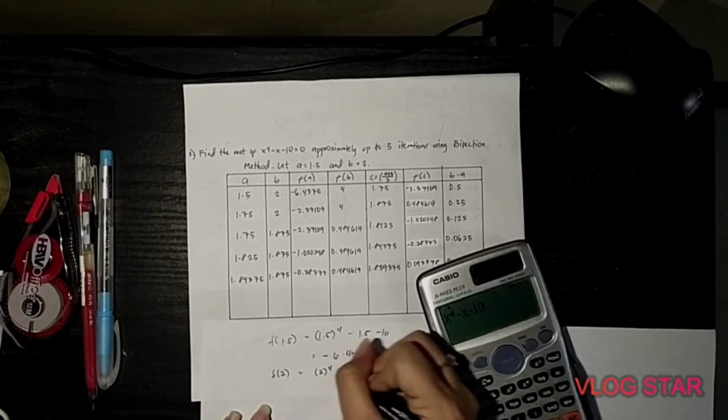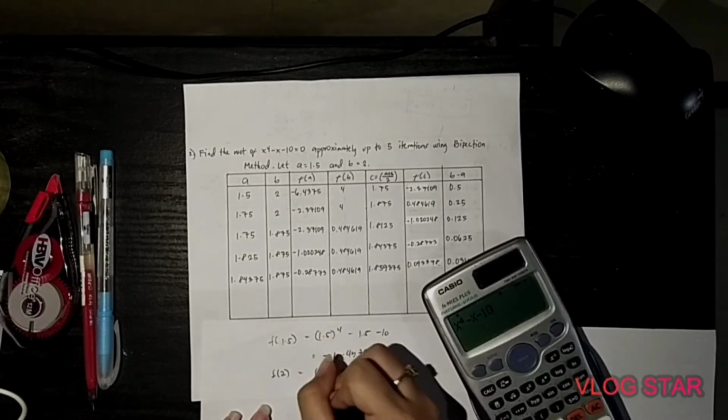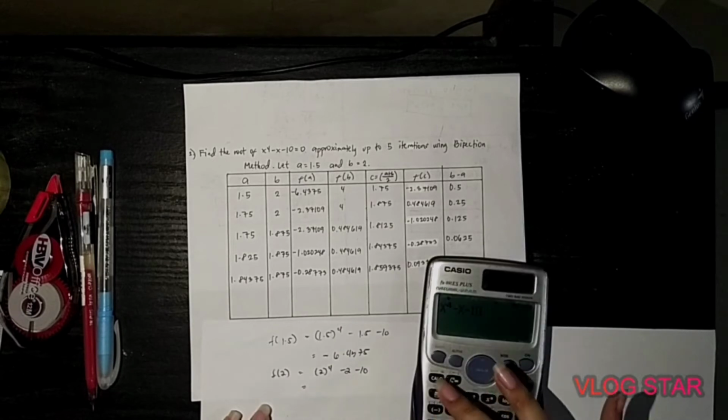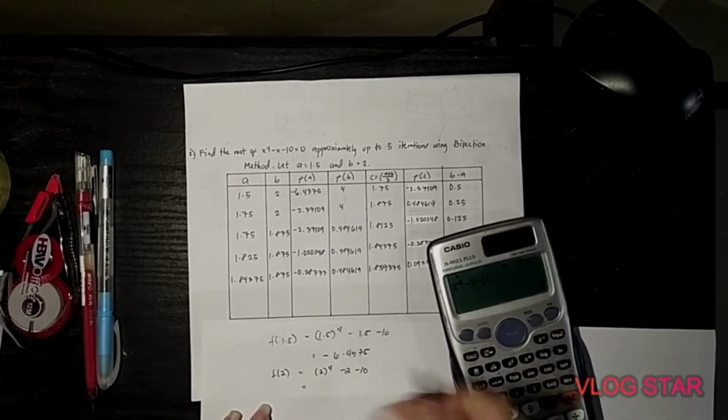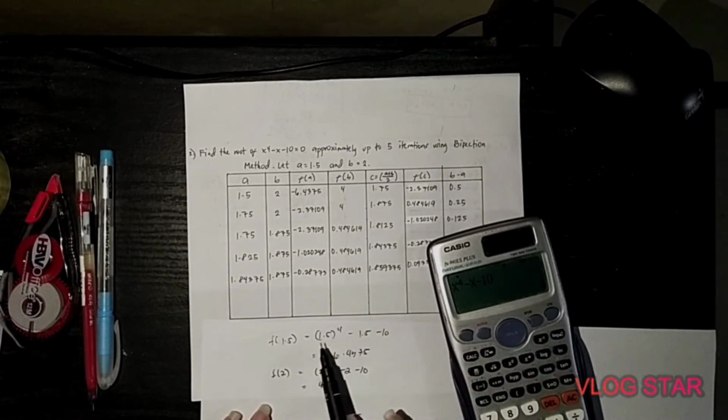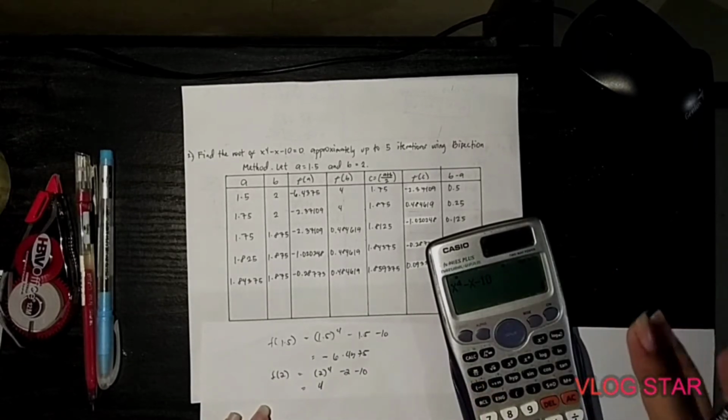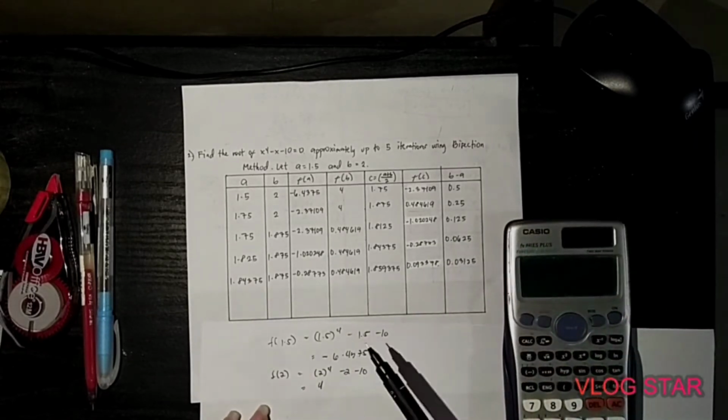And the f of 2 will be 2 raised to 4 minus 2 minus 10. So this will be equal to 4. So now we have the negative value and the positive value. So let's proceed to the table.